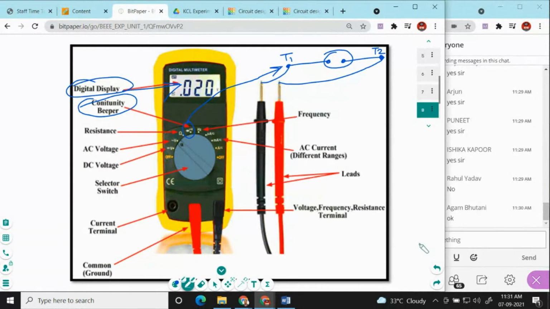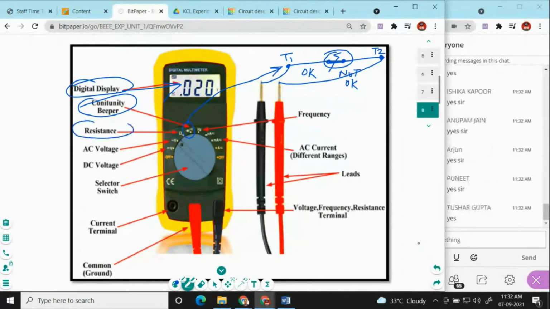And when this wire is broken, this circuit is not going to complete, and this buzzer will not start beeping. If this wire is connected with each other, then automatically this circuit will complete, and this beeper will beep the sound. That means your wire is okay. If there is some break, then the wire is not okay.